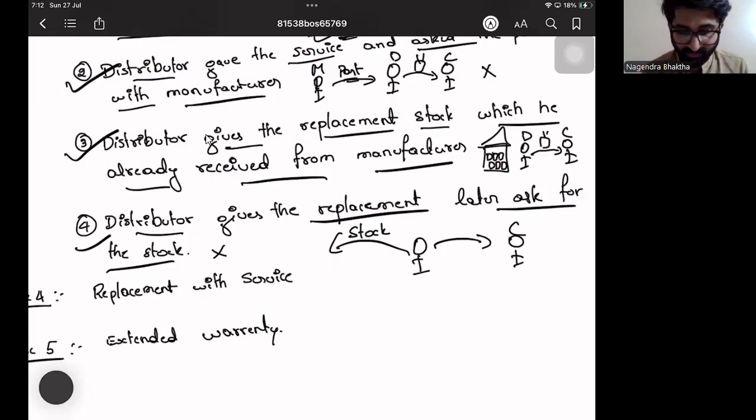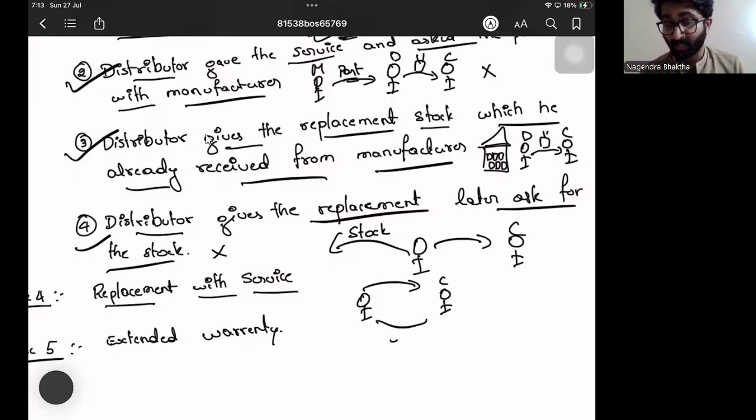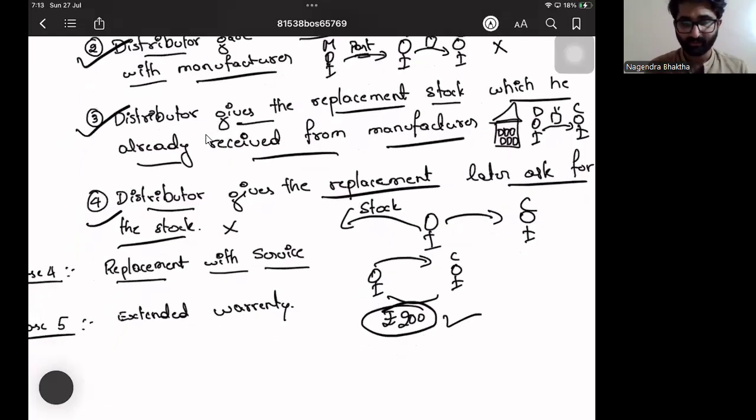Sir, what if there is replacement with the service? Now the distributor or manufacturer gave the replacement of the stock and a service charge extra, for example rupees 200. On that service there is GST, but on the part there is no GST. Why? Because service charge consideration is there. On that there is GST.